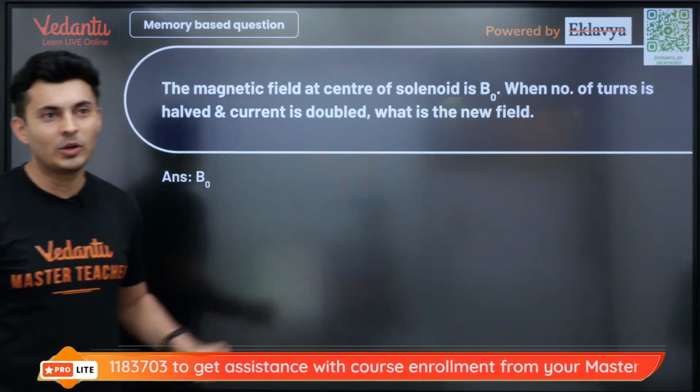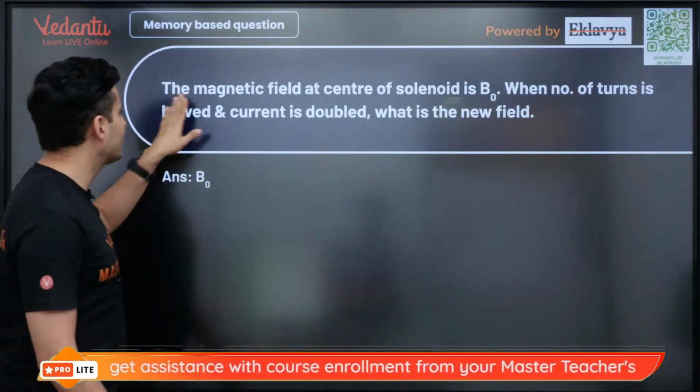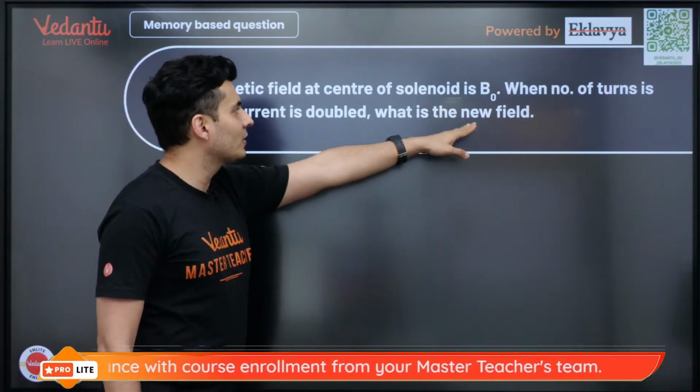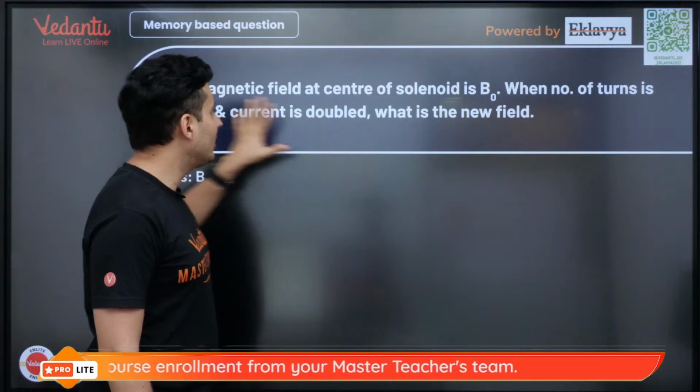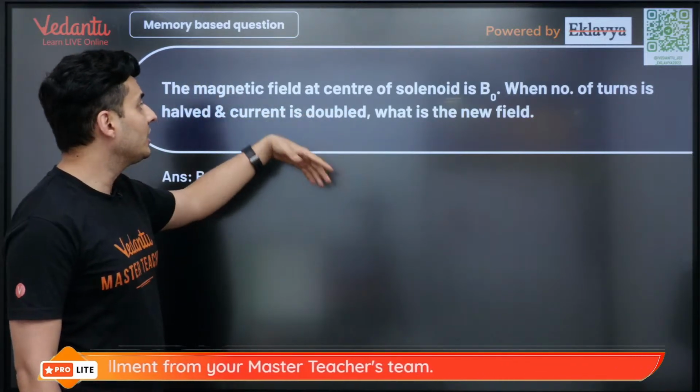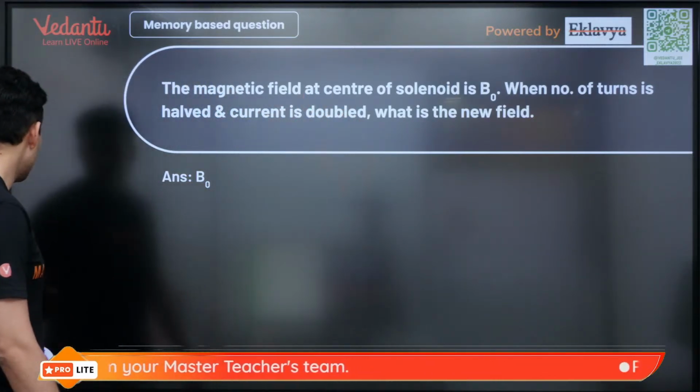Next question coming up on your screen. The magnetic field at the center of the solenoid is B0. When the number of turns is halved, current is doubled. What is the new field?